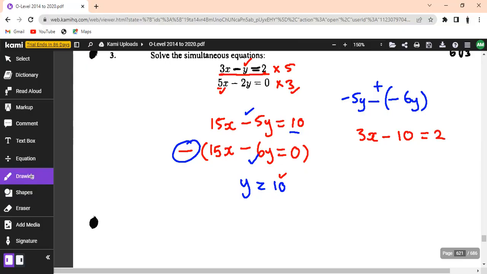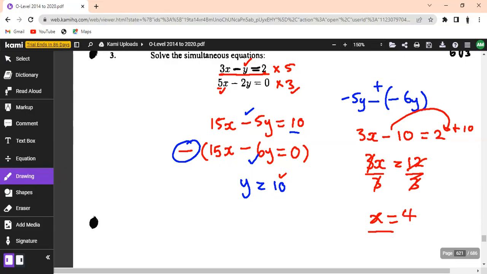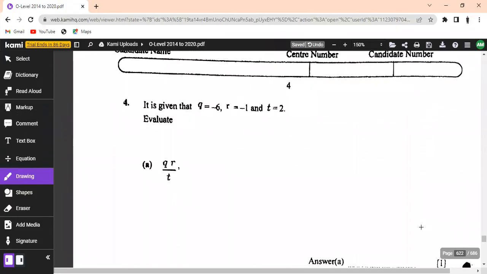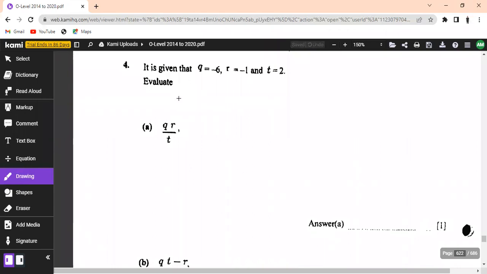So now let's solve for x. What are you going to do here? 3x equals 2 plus 10, because the minus 10 goes to the other side as a plus. So 2 plus 10 is 12. Divide by 3 on both sides. So x is going to be equal to 12 over 3, that is 4. So the values that you're going to have are y equal to 10 and x equal to 4. So that's it, guys. You can prove by substitution or any other method of your choice, you're going to obtain the same thing.